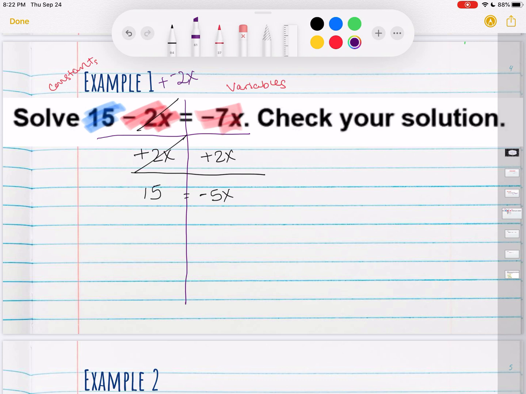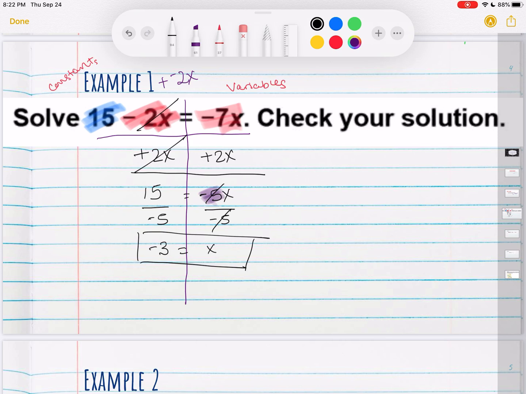Now look at this. I just have a one-step equation left. So now I want to get rid of that minus 5, right? Because that is in the way of x being by itself. How do I get rid of the minus 5? Well, it's minus 5 times x. So I'm going to divide by negative 5. When I divide by negative 5, on the left, 15 divided by negative 5 is negative 3. And on the right, negative 5x divided by negative 5 is just x. So my answer is x equals negative 3.